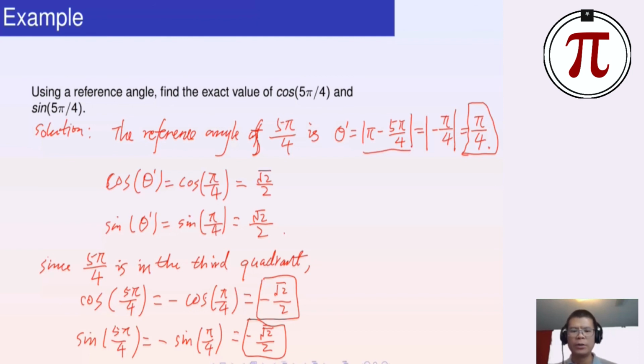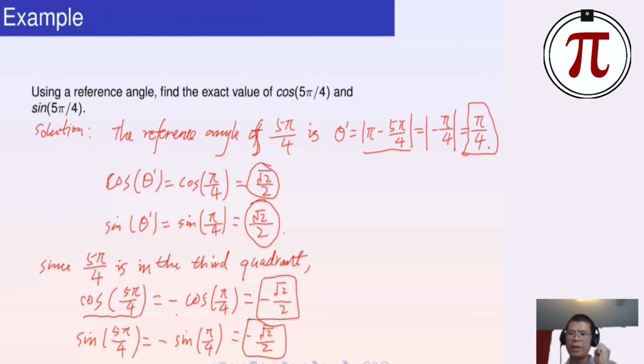Okay, so therefore the cosine and sine of the reference angle are given here, right? Square root of 2 over 2, square root of 2 over 2. They are special angles, and you should find this one equals what? Square root of 2 over 2. Now, since 5 pi over 4 is in the third quadrant, we have what? Cosine is negative, right? Cosine is negative in the third quadrant, so cosine of 5 pi over 4 is negative square root of 2 over 2.